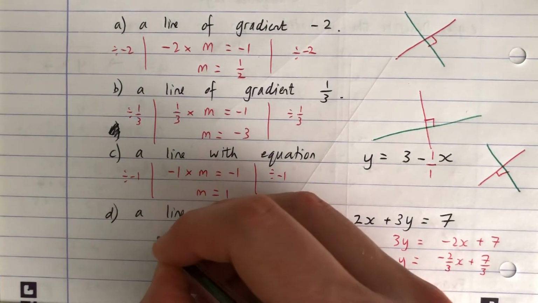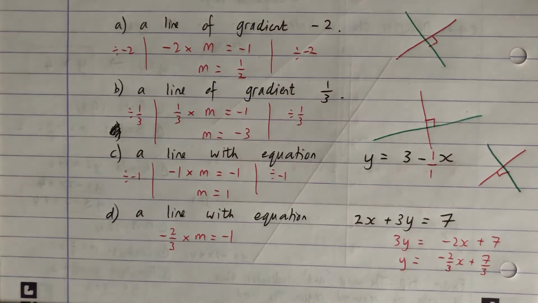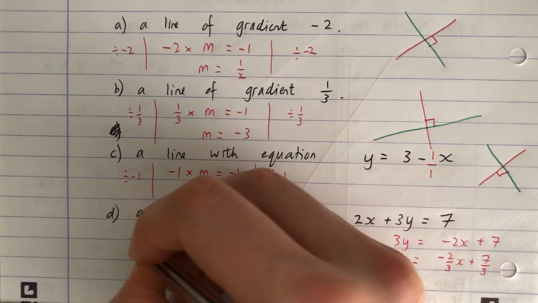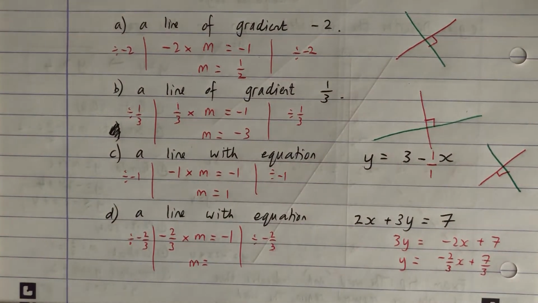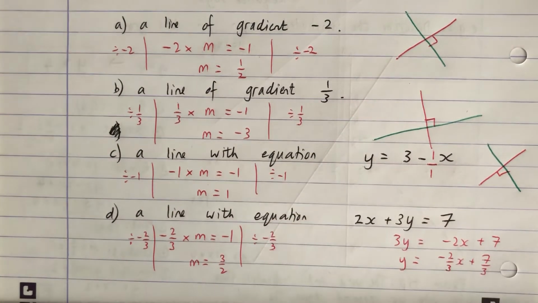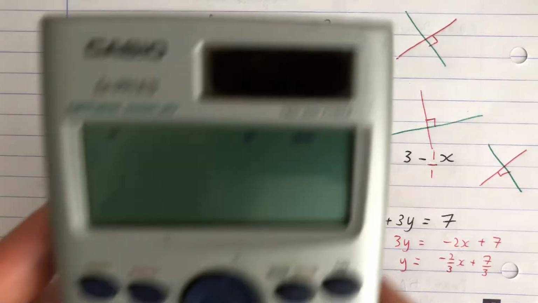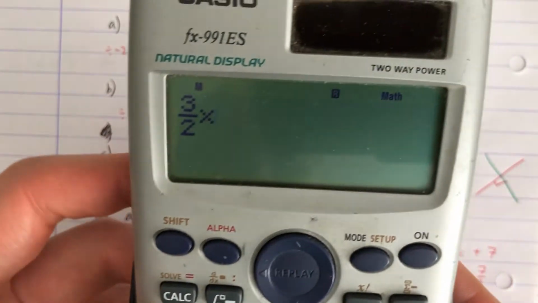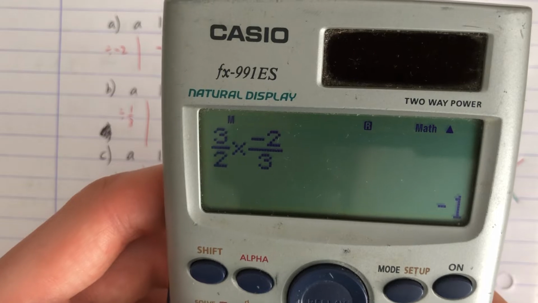And you want the gradient of the line perpendicular to it. So you want -2/3 times something to give you -1, and then you divide by -2/3 to get 3/2. Again, prefer the fraction rather than 1.5. Let's just check that one. So 3/2 times this gradient -2/3. That's got to be -1 if we've done this right. Yes, it is.